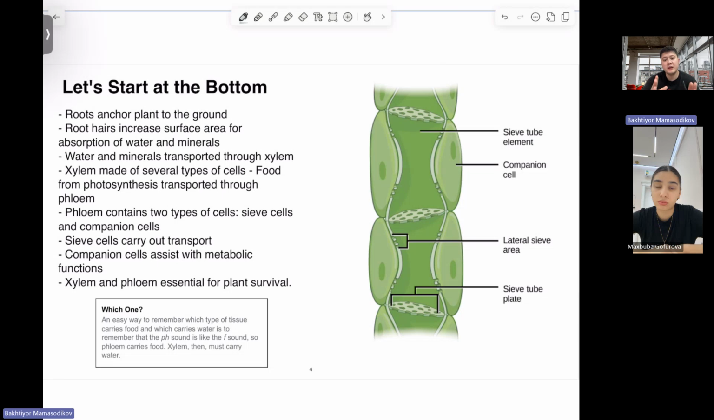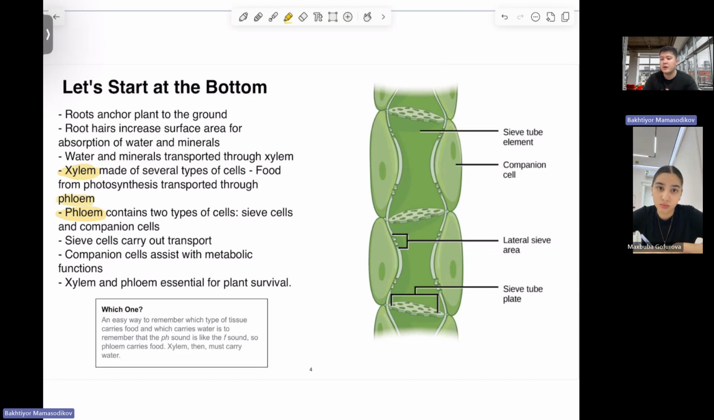So xylem is made of multiple types of cells, okay? And so is phloem. So this is the phloem and this is the xylem. Xylem is made of several types of cells. Food from photosynthesis is transported through the phloem.